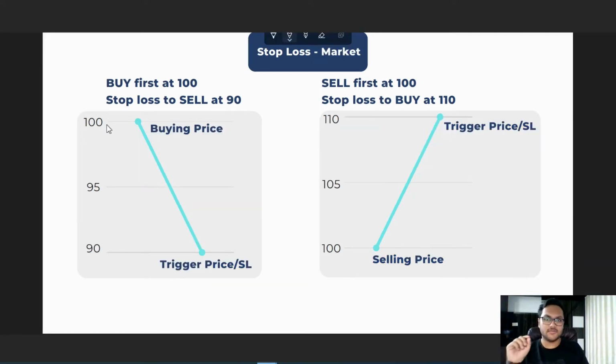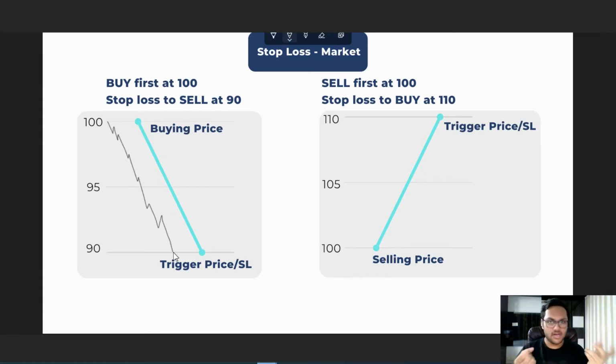Now first let us discuss the stop loss market. The first case can be that the price, after 100, fell and came down to 90. The simple case is that it came down to exactly 90, so the trigger price was 90 and the order got executed.